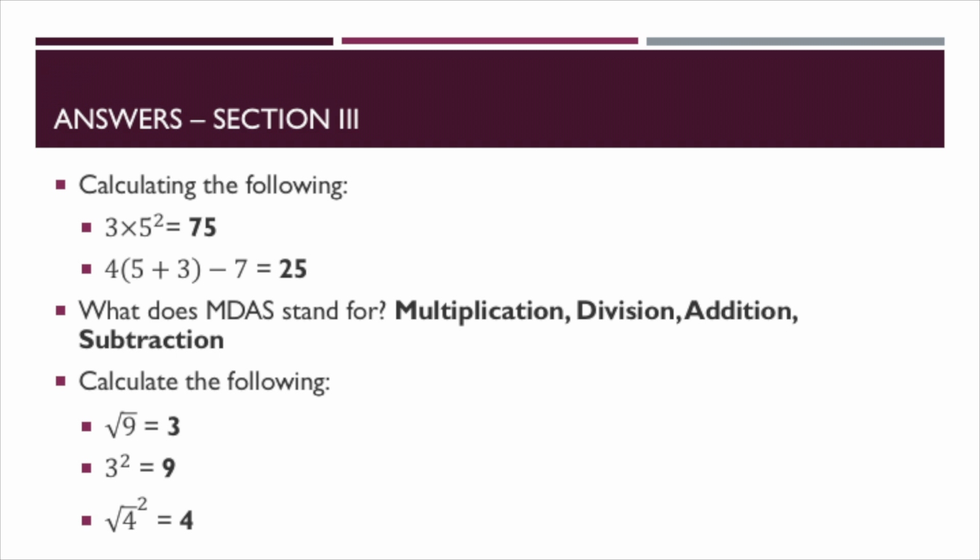Now let's calculate the following. The square root of 9, well, 3 times 3 equals 9, so that's 3. 3 squared, well, 3 times 3 equals 9, so 3 squared is 9. Now that last one is hard. We want the square root of 4 squared. Well, the square root of 4 is 2, and 2 times 2 is 4. So we end up with 4.